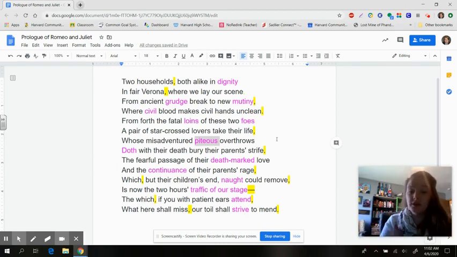So, next thing we need to do is read it out loud and listen to it, because that's going to help you understand what's going on here before we move into the paraphrasing, which is what you're going to try to do on your own.